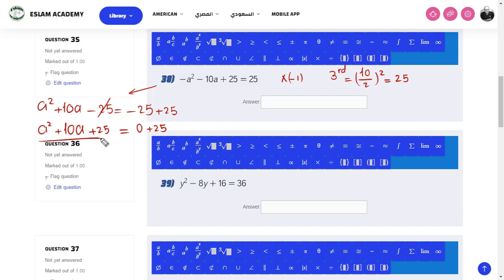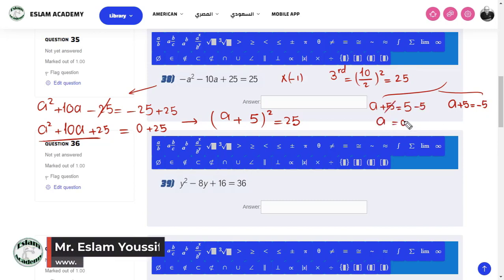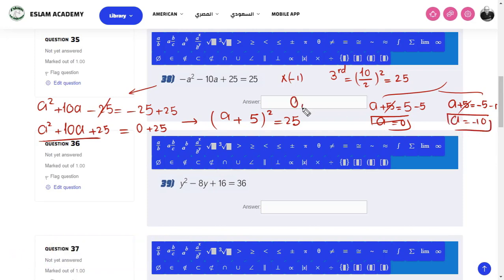Now this expression is a perfect square trinomial. To factorize it, take the square root of the first, which is a, and the square root of the third, which is 5, with the sign of the middle, which is plus, all to the power 2 equals 25. Now to solve, we have two solutions. The first one, a plus 5 is equal to the square root of 25, which is 5. And a plus 5 is equal to negative the square root of 25, which is negative 5. Now by subtracting 5, a equals 0. And by subtracting 5, a is equal to negative 10. So the two solutions are 0 and negative 10.